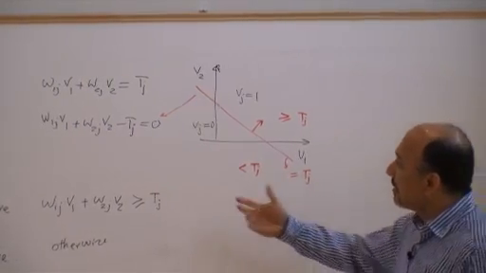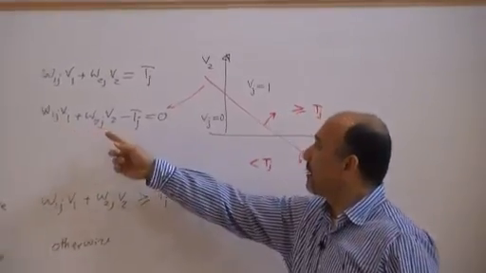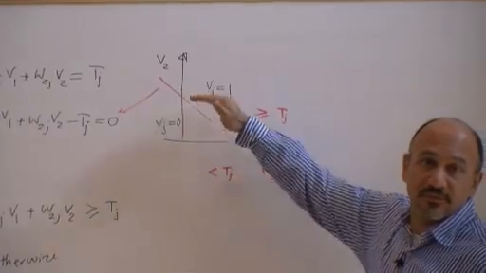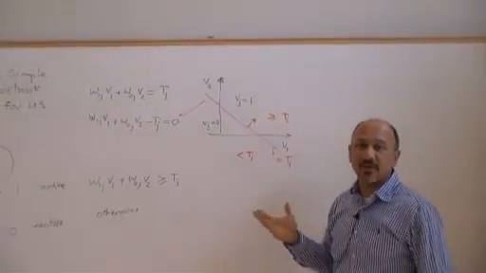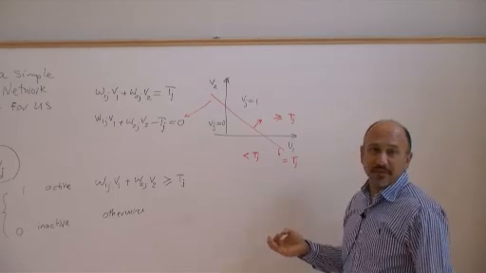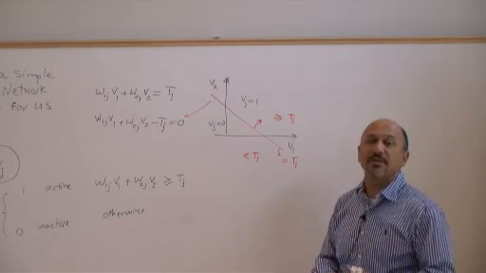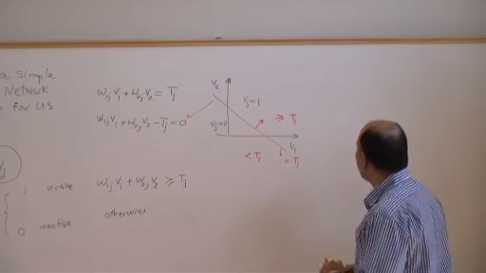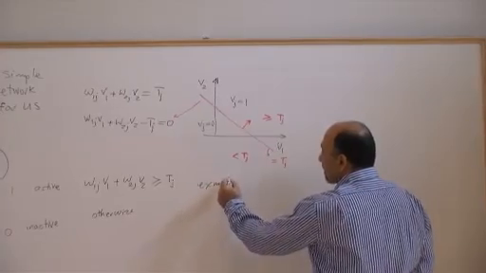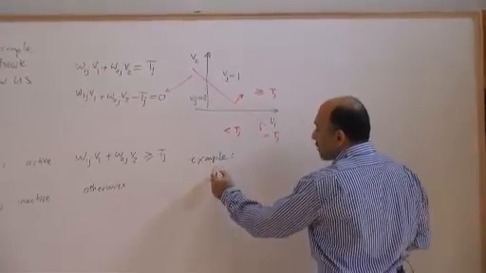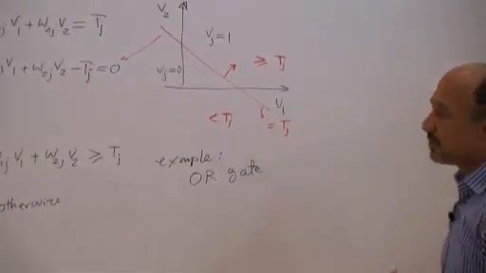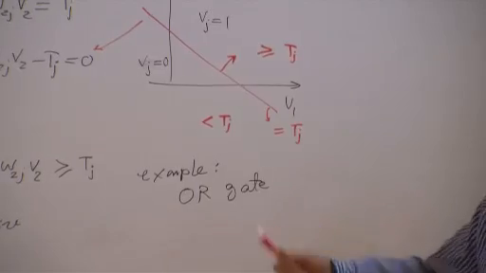Now, depending on how you decide on the weight factors and also the threshold, this line can move and put itself anywhere that we desire. So let's make an example and see what we can accomplish with this. A good example would be, let's say, an OR gate. Let's say you want to implement an OR gate using this simple neuron.